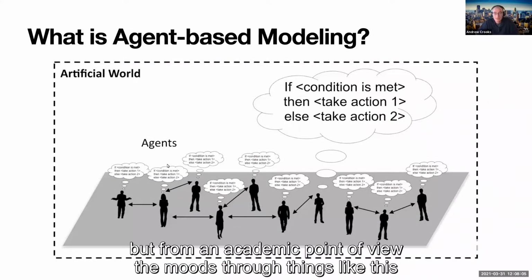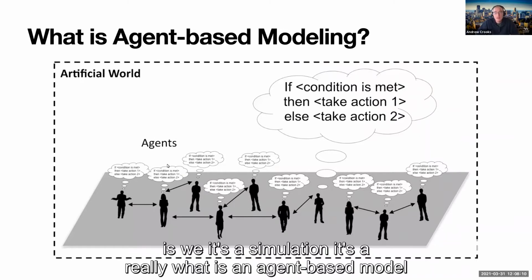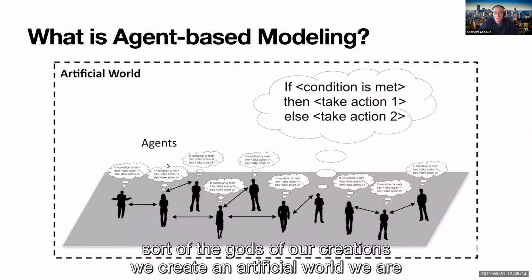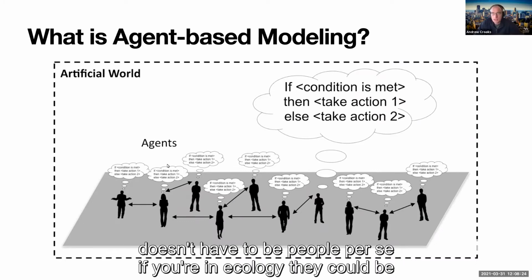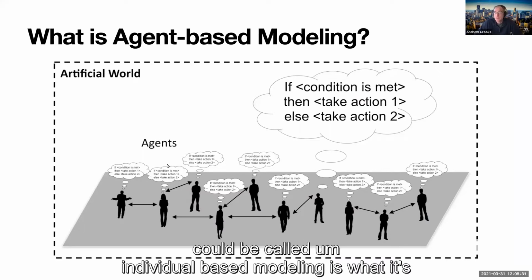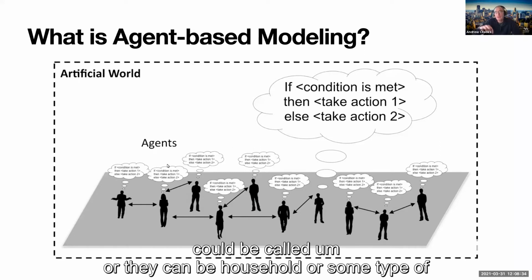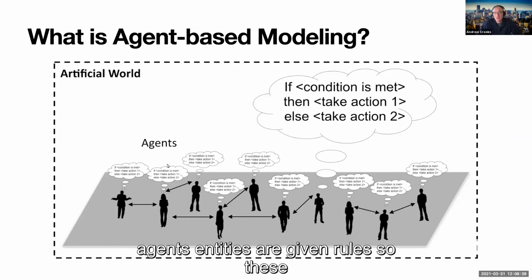But from an academic point of view, an agent-based model is a simulation. We create an artificial world; we are sort of the gods of our creations in this sense. Within these artificial worlds, we populate them with people or agents. It doesn't have to be people per se. If you're in ecology, they could be deer or fish. Individual-based modeling is what it's called there, or they can be households. They have to be some type of entity. These entities are given rules.